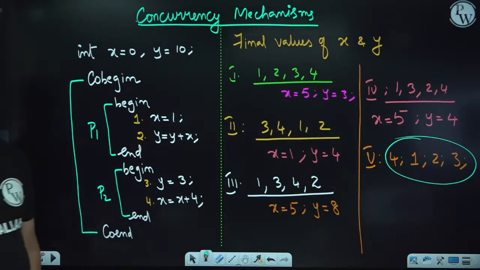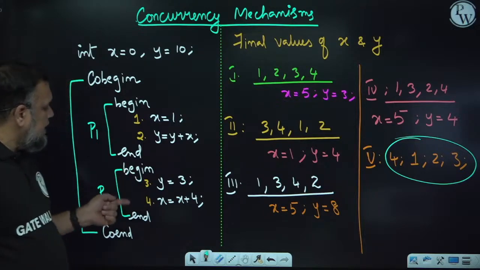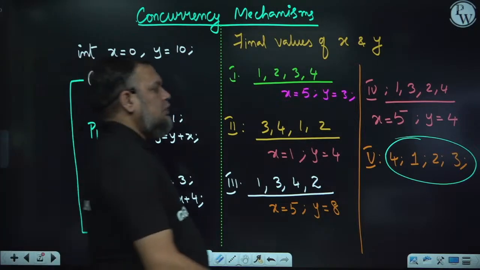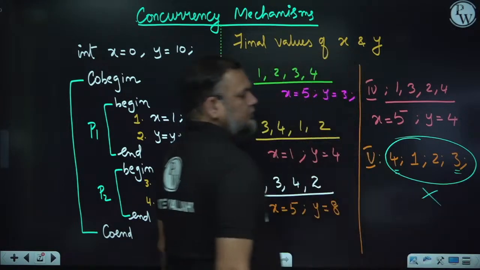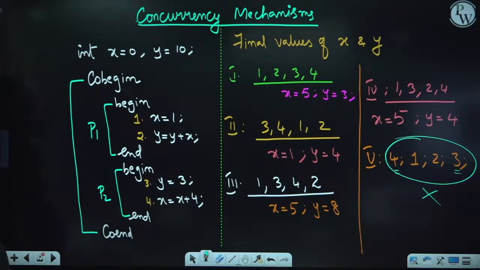No, this is not possible. क्योंकि आपको जो linearity है individual, because of this begin and end you have to maintain. That is what you have to remember. 4 cannot come before 3. This is not possible.